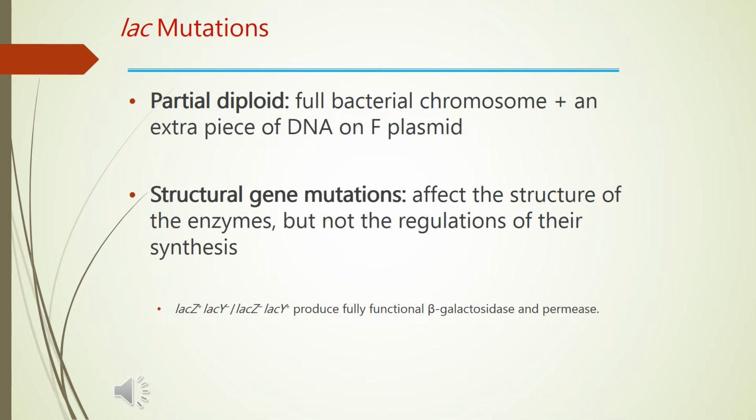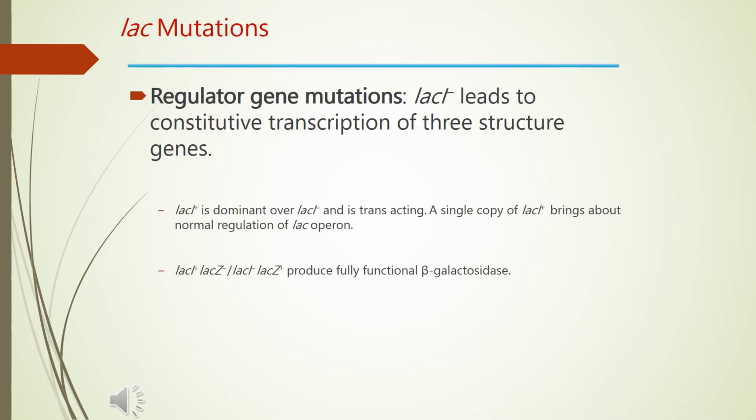Same is the case with permease too. On the left side you can see lac Y minus. That means the gene coding for permease is mutated. On the other half, lac Y is positive. That means that is enough to produce permease. Now we are going to explain what will happen when the regulator gene gets mutated.